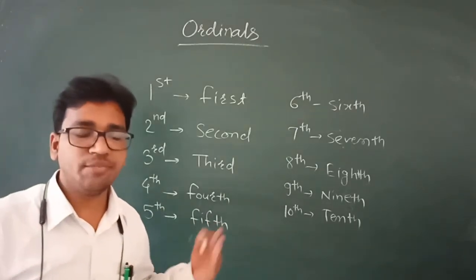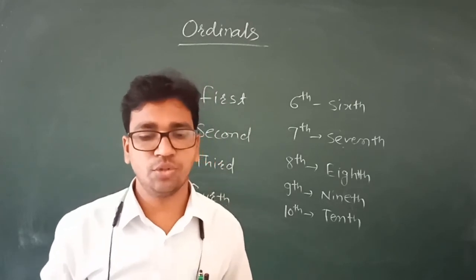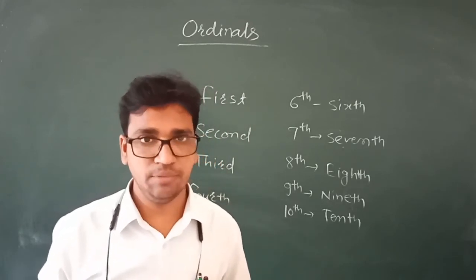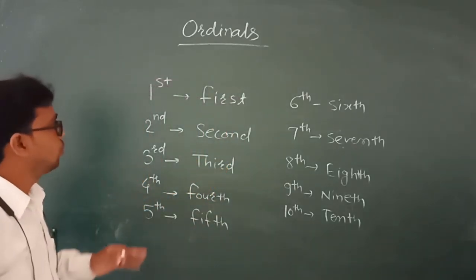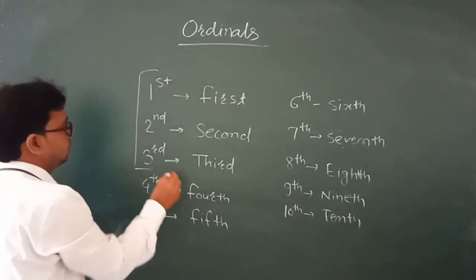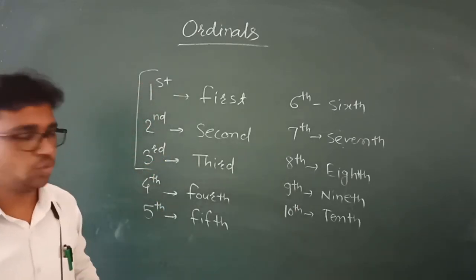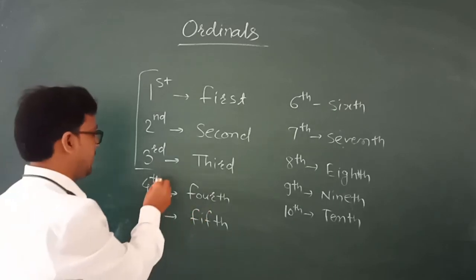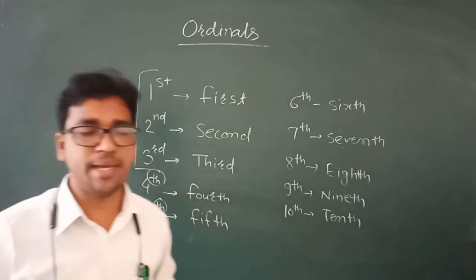Okay, so after 10 there will be 11th, 12th, 13th, 14th, 15th. Okay, so third is always there. So only these are the special ones, first, second, and third. And after that all have th: fourth, fifth, sixth, seventh, eighth, ninth, tenth.